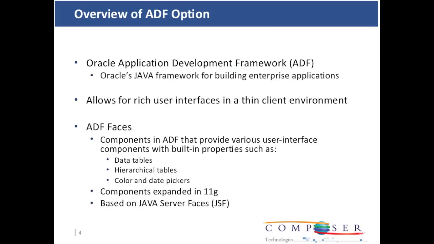Now, there's only a few component examples listed on the slide, but it's important to note that the number of components was significantly expanded in ADF 11G. The number of components went from approximately 100 in ADF 10G to about 150 in ADF 11G. And just as key to that is the built-in properties for those controls or components were expanded as well. And this is very important when you're trying to create the rich functionality of a client-server forms application in a thin client environment.